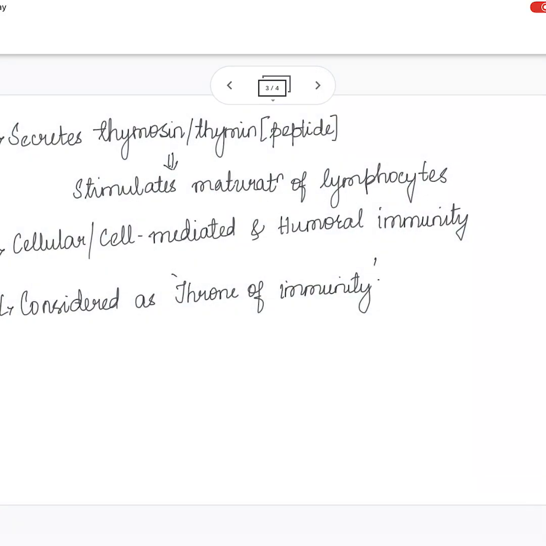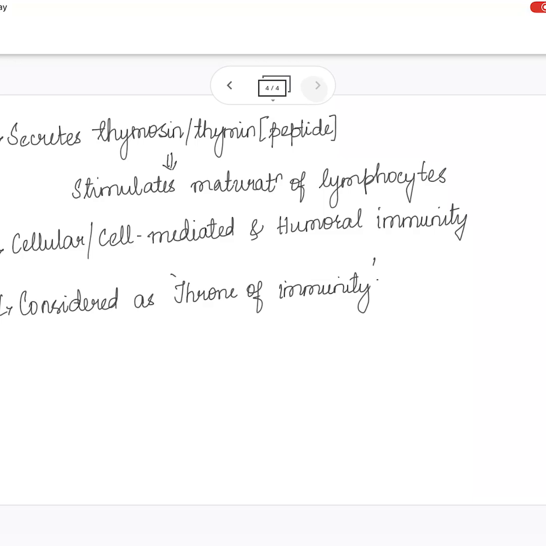Then it is also considered to be a throne of immunity. You know for the fact why so, because it is going to ensure that if any foreign substances enter inside the body, then there itself the destruction of those things is going to happen. So hence you consider this as what? Throne of immunity. Because the T cells are maturing over there, you can also call it the training school of T lymphocytes. These are the important points that you have to remember about the thymus gland.